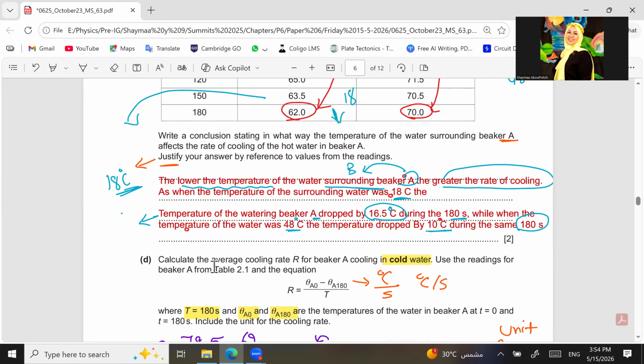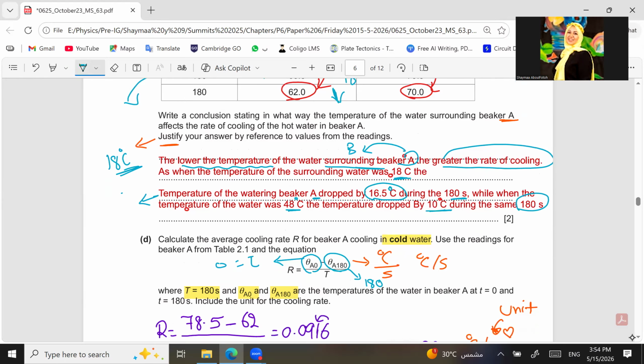Now calculate the average, and now I need the calculation for cooling rate. For the cooling rate in the cold water, we have to focus on the cold water at the beginning, which means the starting temperature, which is 78.5, and the final 62. This is theta A at 0, meaning at time 0. Theta A at 180 means when the time was 180. Okay, let's see.